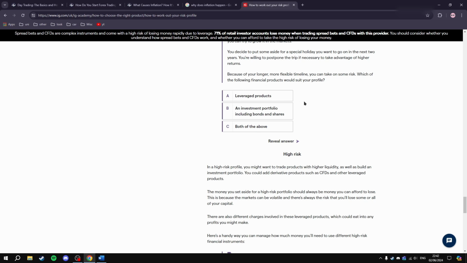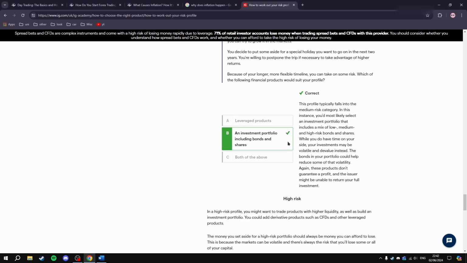Leveraged products, an investment portfolio including shares and bonds. I think only not leveraged products, right? Yeah. This profile typically falls into the medium risk category.